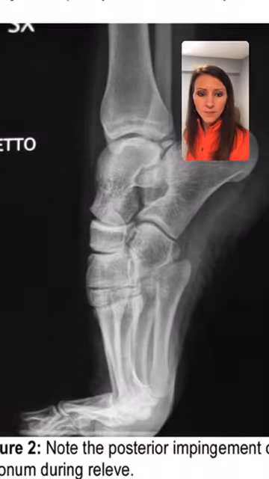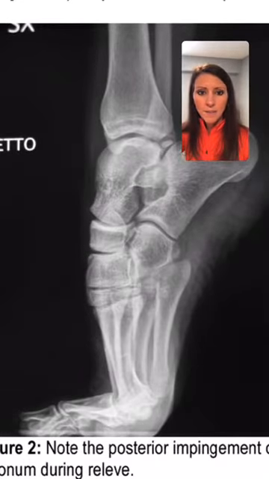But let's go to the foot because over 50% of injuries are really at the foot. So let's look at this os trigonum. Can you see that? I don't know. My picture's in the way, but I can't tell.